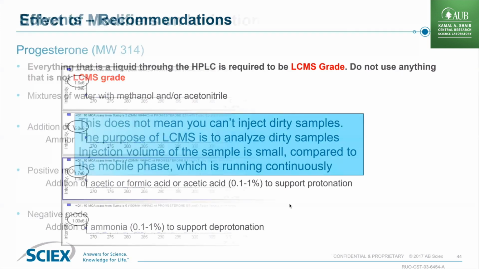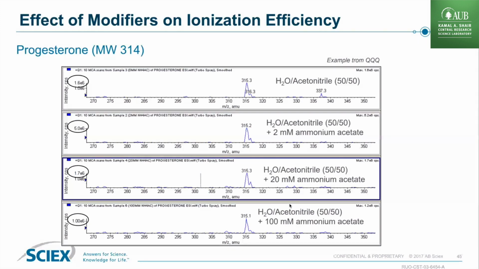All right. So here is an example of why we are using the modifier for the ionization. This is a mass spectra of progesterone. Now, progesterone has molecular weight 314. So we see it in the positive mode at 315, right? Because we're adding a proton.